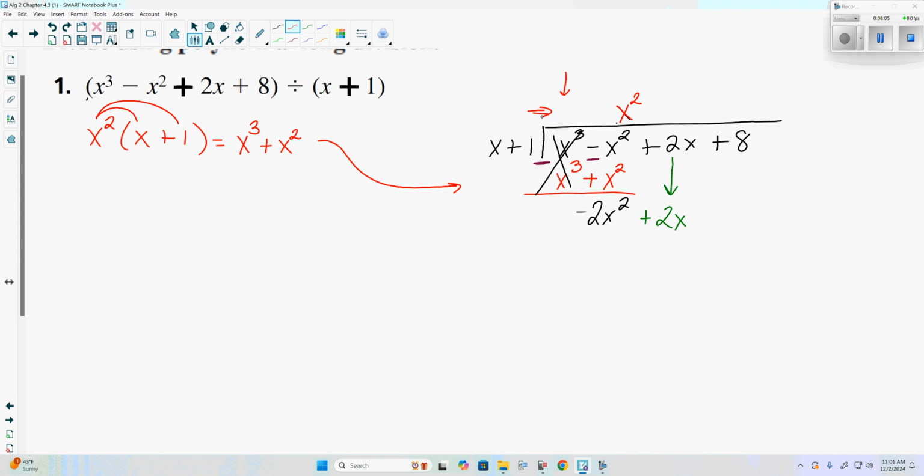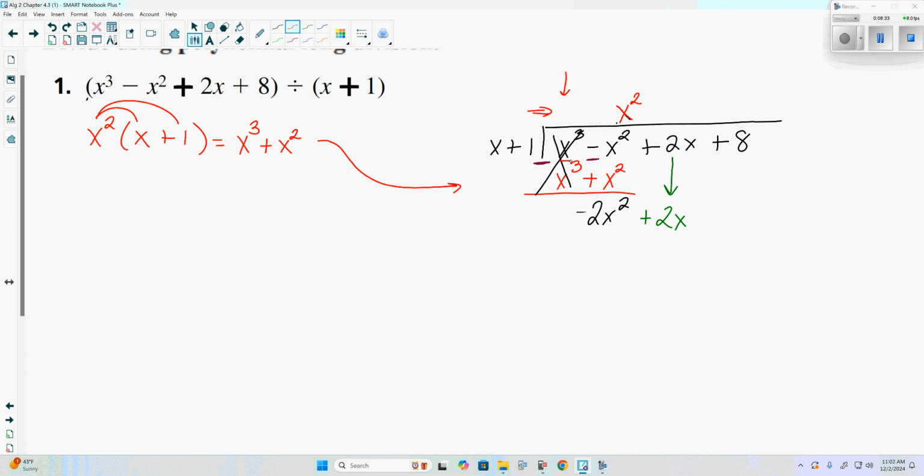Questions on what we've done so far? Because that is the first step. So the x squared on top, I should have done that from the beginning, is going to be the final answer. So we're saying what times x gave us x cubed? Well, that was x squared. Yeah, this is going to be our answer. So the x squared is part of our answer. Yes, it's part of the answer. I just forgot to write it there.